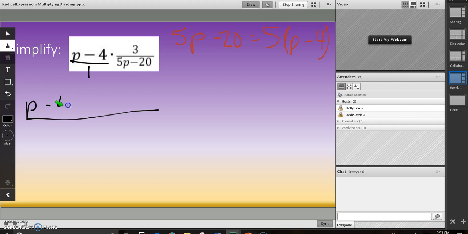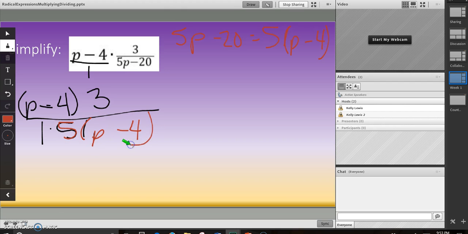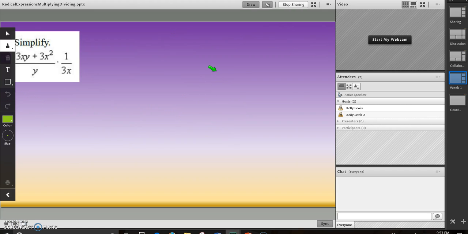So I have that p minus 4. Then I have that 3. Then I have that 1. Then I have 5. Oops, 5. P minus 4. Right, p minus 4, and there's nothing else. So I just have a 3 on top, and then 1 times 5 on the bottom. Okay, not too bad. You just factor everything first, put it back together, and cancel.